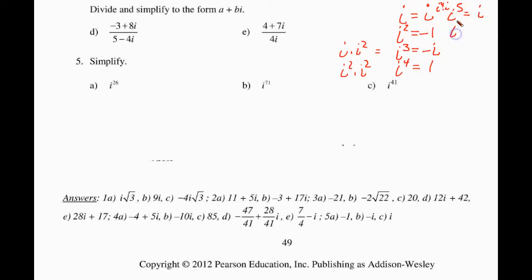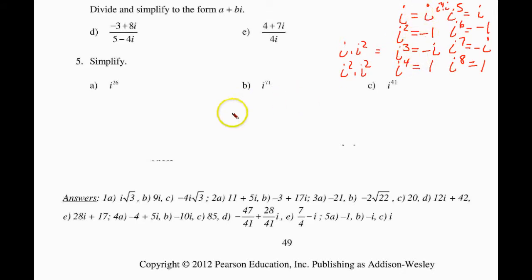And by the way, that pattern continues. i to the sixth is i to the fourth times i to the second, which is going to be a negative 1. i to the seventh is going to be i to the fourth times i to the third, which is negative i. And then i to the eighth is i to the fourth, which is a 1, times i to the fourth, which is a 1, which is a 1. So this pattern continues by just knowing this first column.